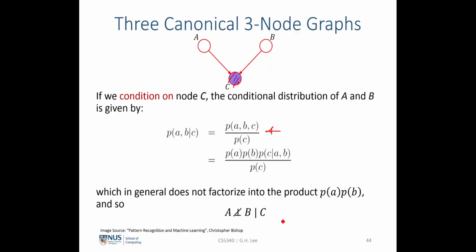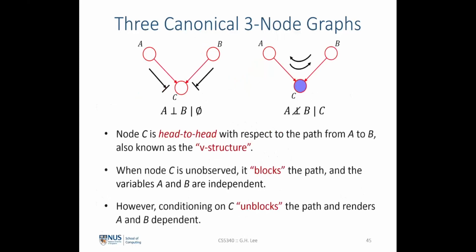So this is different from the previous two cases, where when we observe C, A and B become conditionally independent. As I mentioned earlier, this is known as the head-to-head structure, or otherwise known as the V structure. When C is not observed, then we say that the path between A and B is blocked. And when C is observed, then we say that the path between A and B is not blocked.